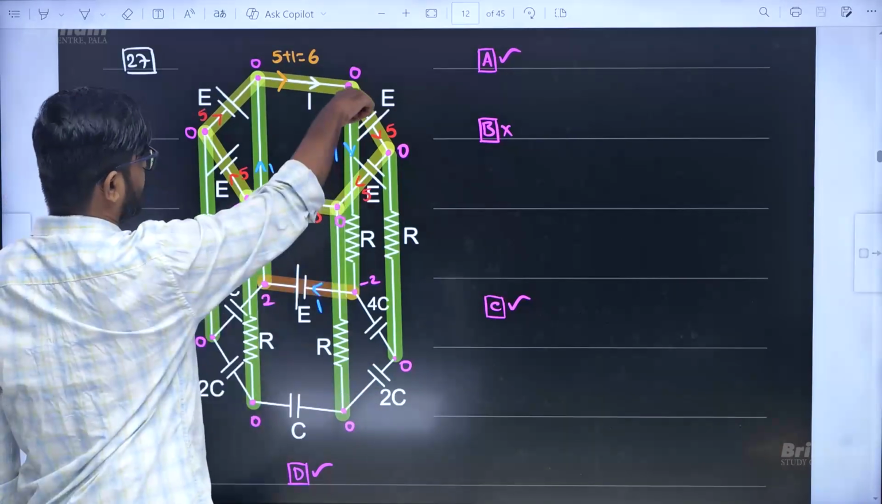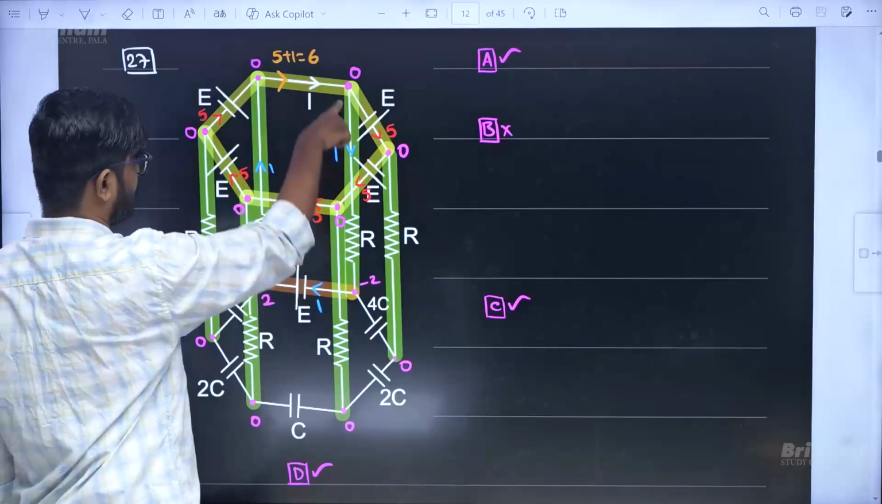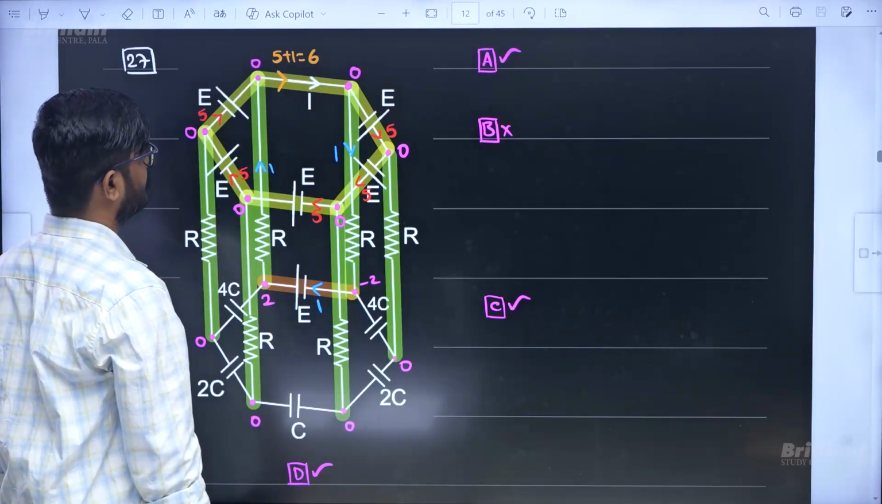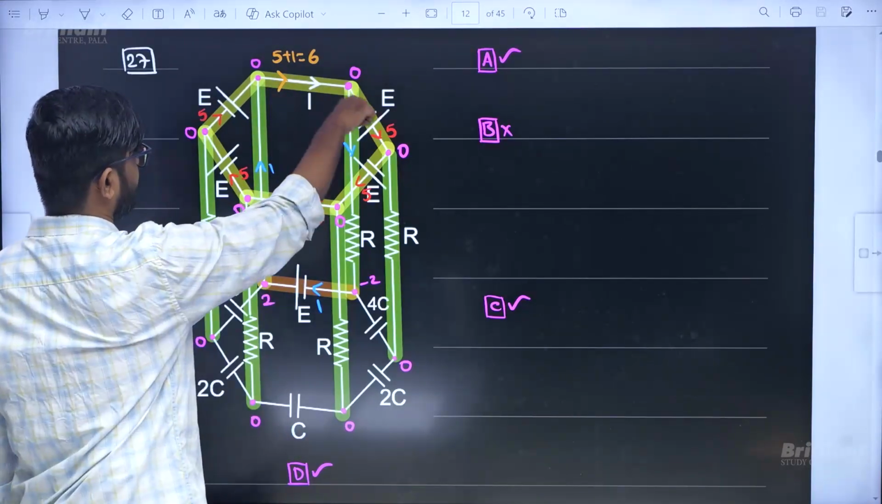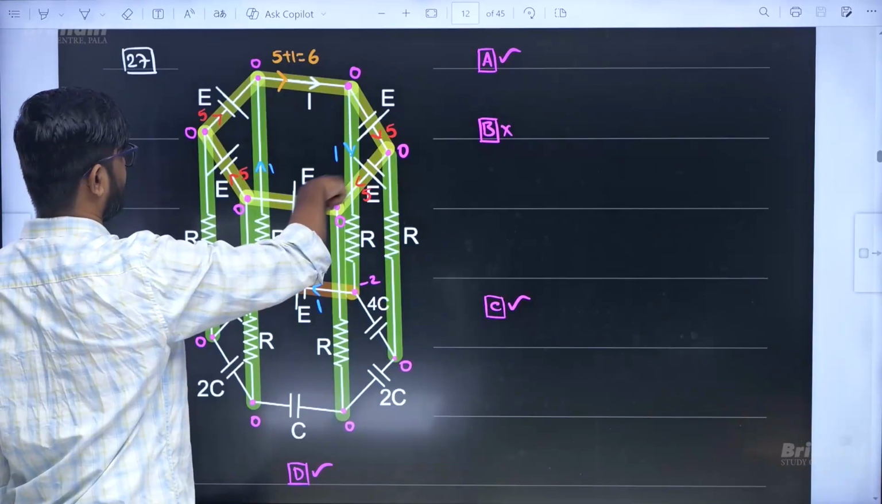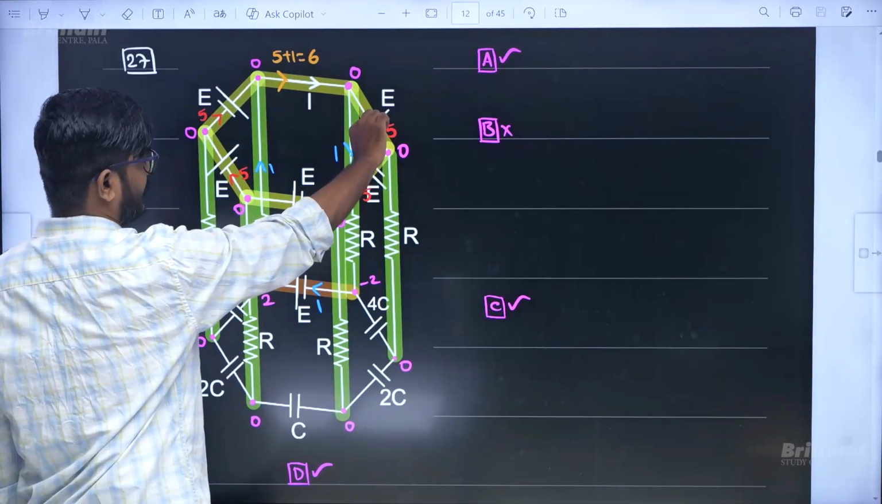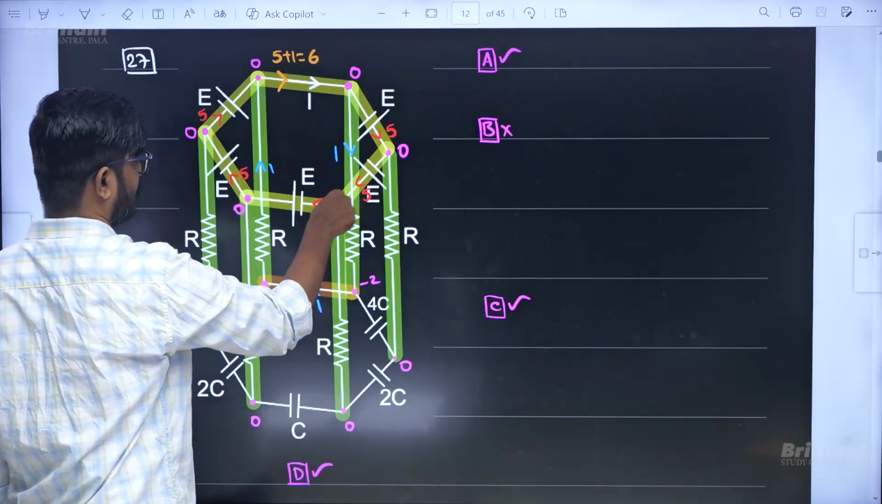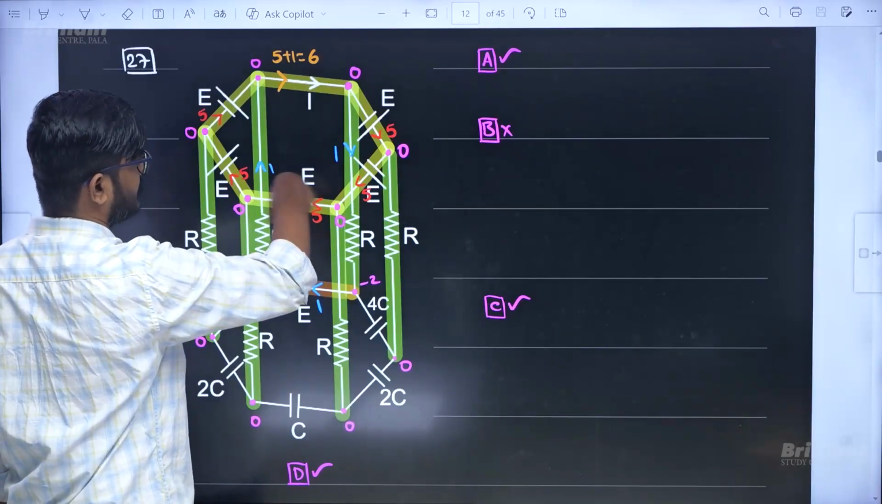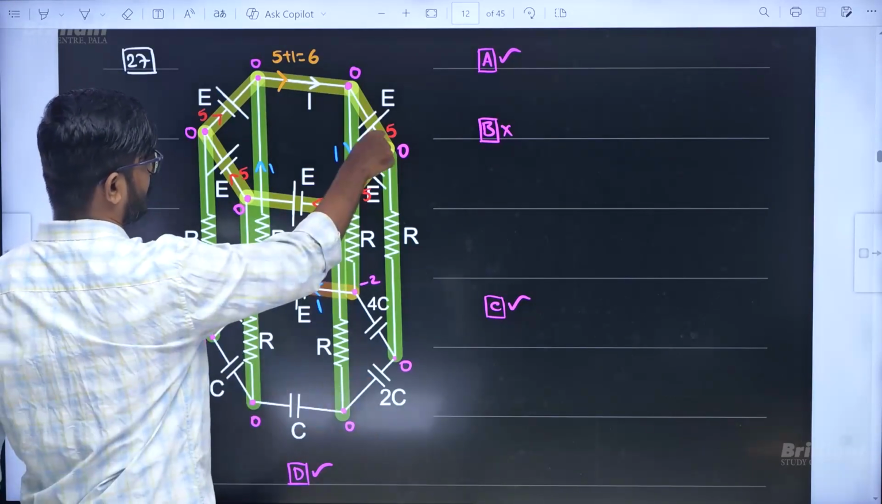And you can see here there is a closed path here and there is a closed path here. Only current will be flowing in those two. Now, if you write the loop equation here, I didn't write, but when you write the loop equation here, it looks like plus E minus I into R, plus E minus I into R, plus E minus I into R. When you do that, you will get the current there is 5 ampere.